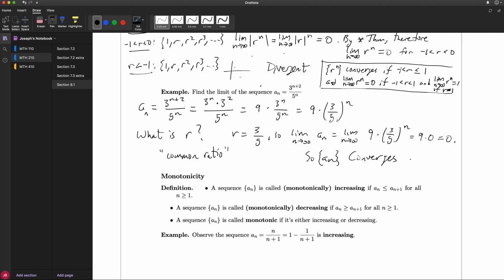Okay, so that's the end of section 8.1. We're not going to bother with monotonicity or the page that follows. In the next section, we get into 8.2, which is series.